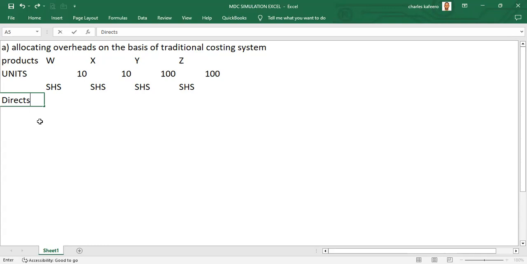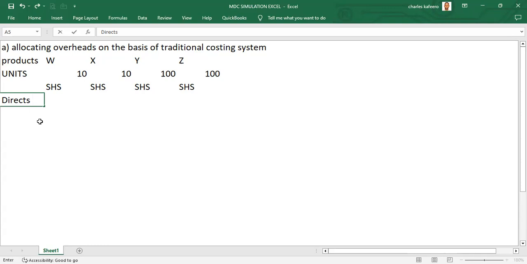The costs they have given us are that to produce 1 unit of W, we incur materials and we incur direct labor. So we want to add all that so that we can get what we call the total cost per unit of each item. We shall get that by dividing the total cost by the number of units. But to get the total cost, we have to sum up all the costs that have been given, whether they are direct or indirect.